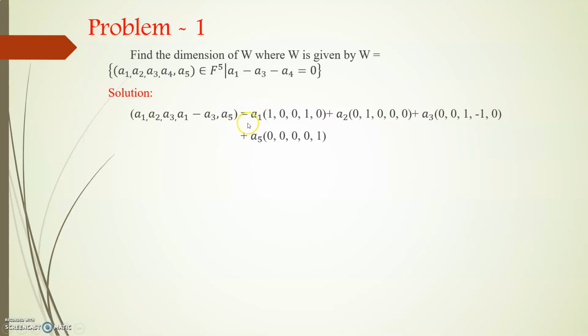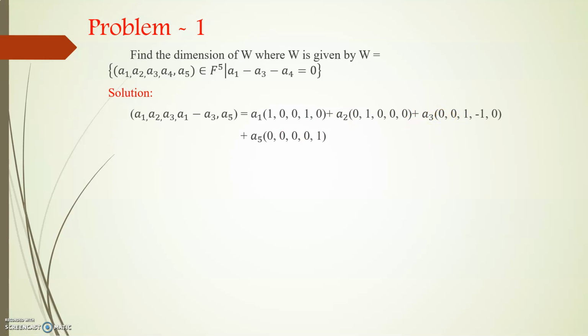So (a1, a2, a3, a1 minus a3, a5) equals a1 into (1, 0, 0, 1, 0), taking a1 outside. That is, the coefficient of a1 is 1, a2 is 0, a3 is 0, a4 is 1, a5 is 0. For a2, only a2 appears, so we get (0, 1, 0, 0, 0). Next a3 times (0, 0, 1, minus 1, 0), that is plus a3 in the third position and minus a3 in the fourth position.